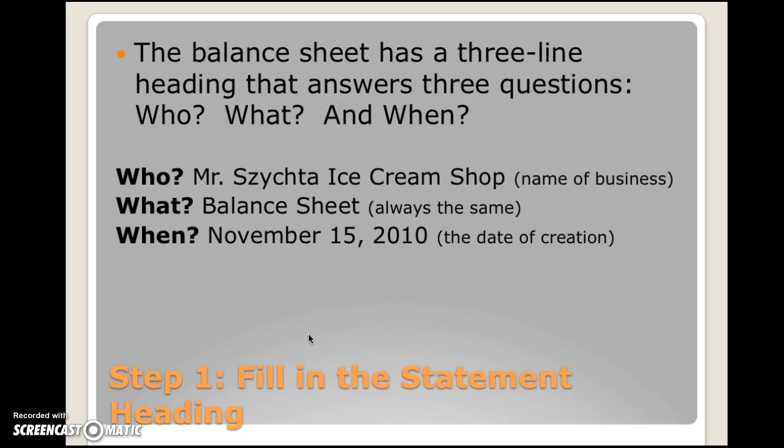For example, it would say who the owner is in the name of the business, what the balance sheet is, exactly which financial statement it is. If it was an income statement, the what would have to say income statement, and when, that is the specific date that the balance sheet is made for.